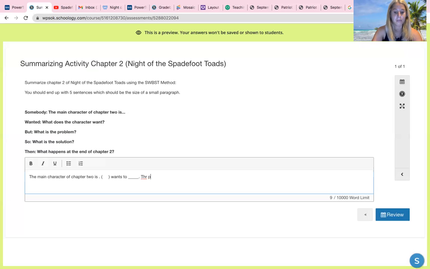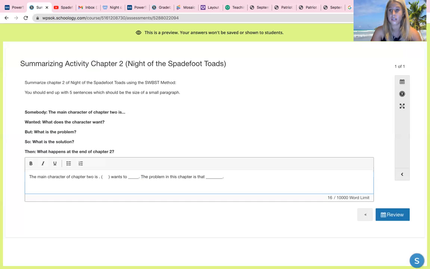The problem in this chapter, oh my gosh, I'm so sorry, guys, is that, and you're going to tell me what the problem is. So if the character wants to know about the mice and the character can't know why, tell us why. Okay, so the character is that blah, blah, blah, blah.